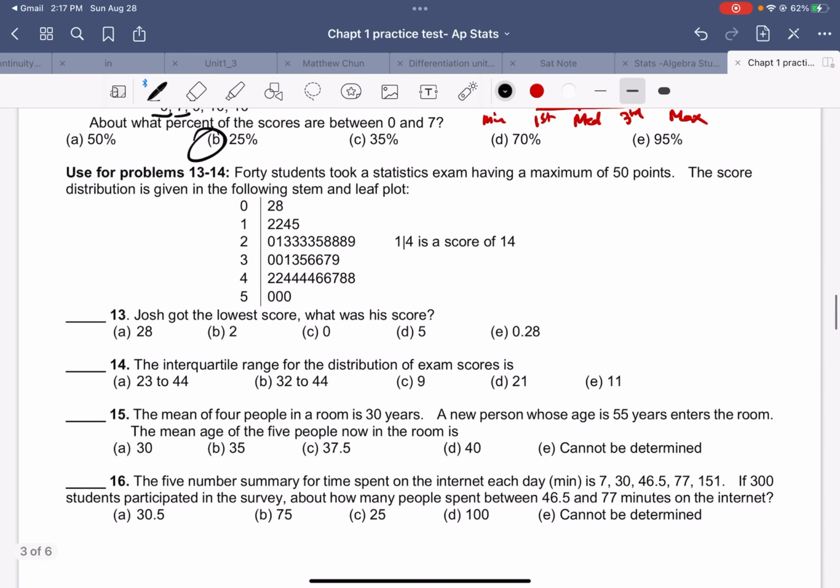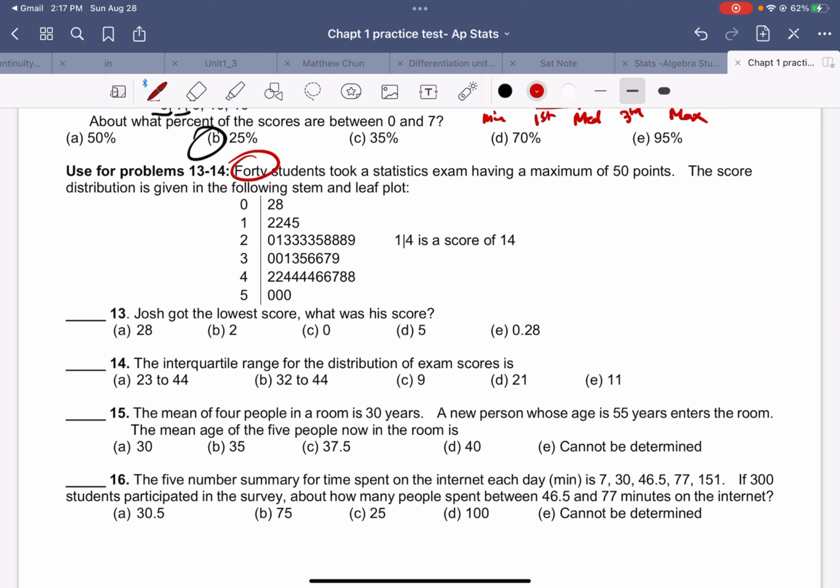Now use the stem and leaf plot for problems 13 through 14. 40 students took a stat exam having a maximum of 50 points, and the score distribution is given. So this 0 | 2 means 2, and 2 | 8 means 28. And this is how you read the others: 12, 12, 14, 15, like that. I want you to understand how to read the stem and leaf plot. Number 13, Josh got the lowest score. What was his score? So 2, right? 0 | 2 is 2.